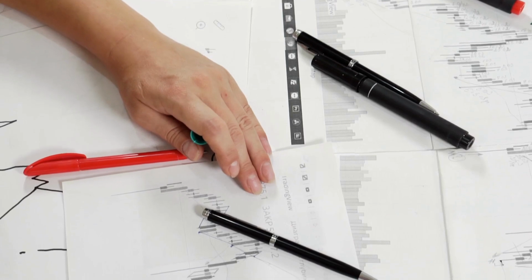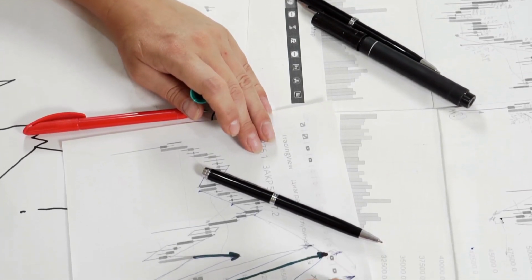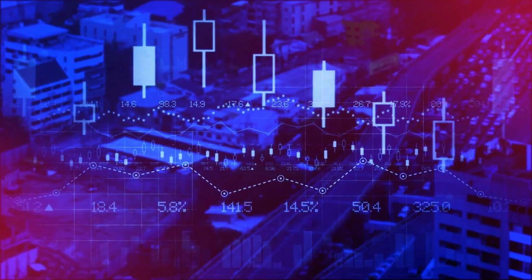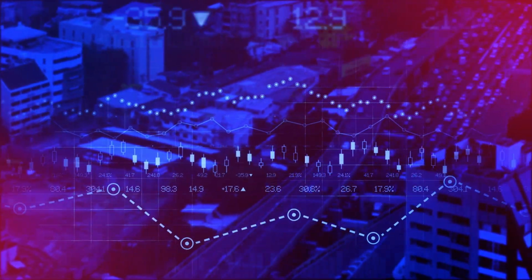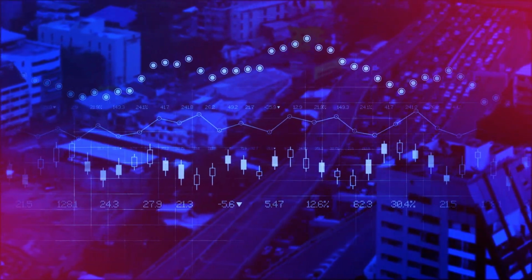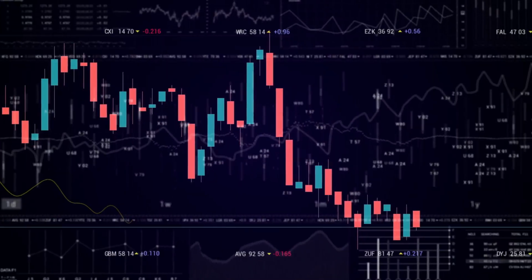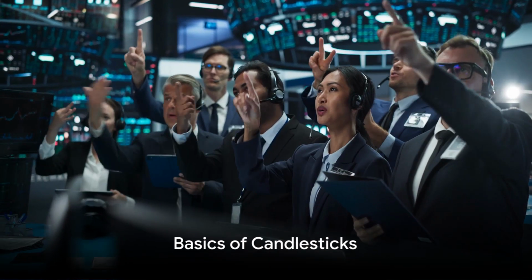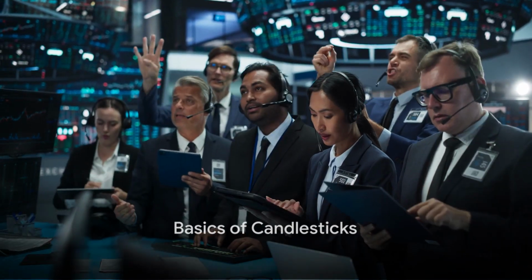By learning to read them, you can uncover trends, anticipate movements, and make informed trading decisions. Candlesticks are an essential tool for any trader, offering a deeper understanding of the market's ebbs and flows. Ready to master the basics of candlesticks? Let's dive in. To understand candlesticks, we need to get familiar with their anatomy.